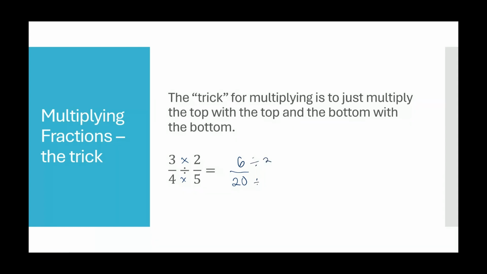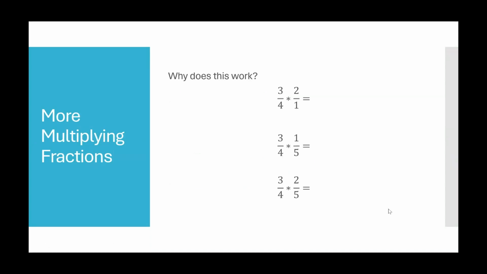I'm going to divide by 2 on the top and bottom and get this down to 3/10. That's simplified now. But both of those answers were correct. 6/20 and 3/10 are equivalent. Okay, so that's the trick, right across. Multiply the numerators, multiply the denominators. So why does this work?